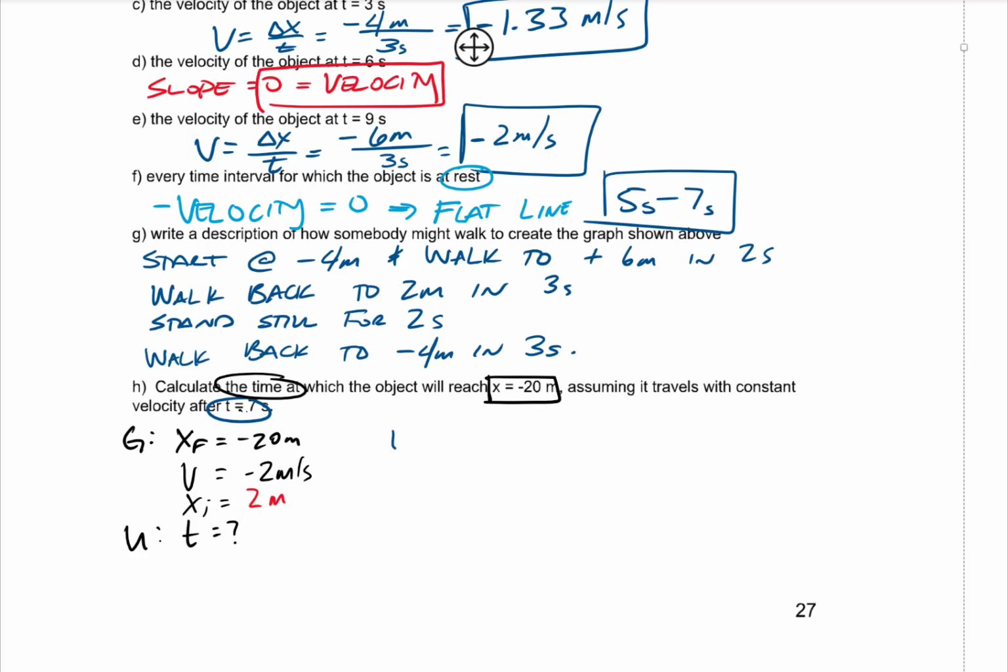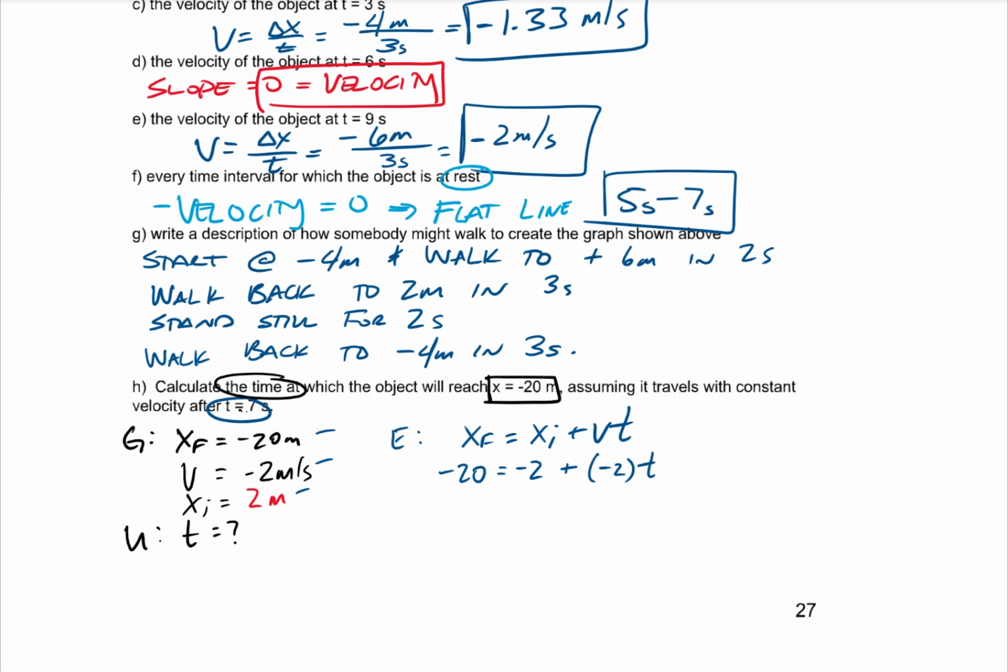The equation that's going to help us, because I have the initial position, is x final equals x initial plus velocity times time. So I know x final, -20 equals 2 plus velocity, -2 times time. When we plug these things in, it's super important that we plug them into the right spot. So I'm solving for time. So the first thing I need to do is deal with adding and subtracting. I apologize, that's not a -2, that's a +2. So I'm going to subtract 2 from both sides.